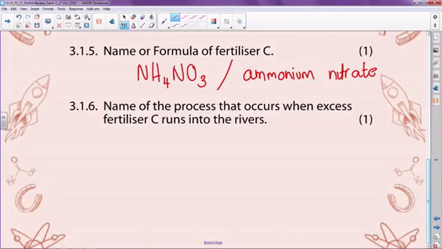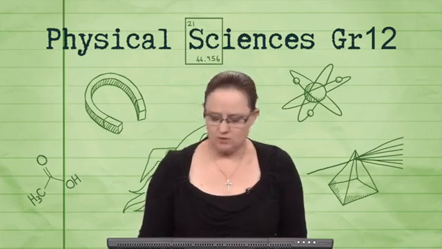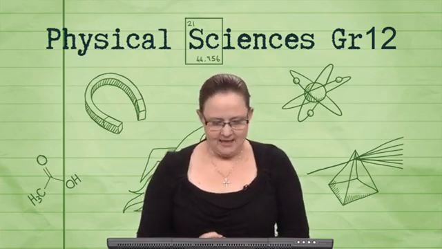Now, the next one, and I'm glad they only asked this once, is they said, name of the process that occurs when excess fertilizer C runs into rivers. Okay, that is eutrophication. I've got to remember how to spell it, eutrophication. Remember, that's when we get excess nitrates, we get the algae bloom and all sorts of things. Please make sure you can explain eutrophication. It's quite important.